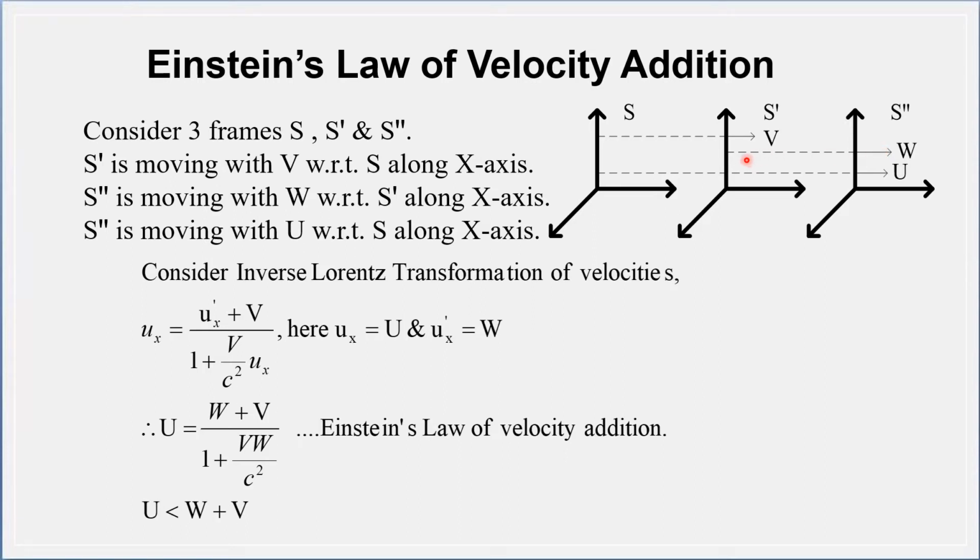Then, as it is shown here, the second frame moves with respect to the first frame with the velocity v toward the right. Then the third frame moves with the velocity w with respect to the second frame, and the third frame moves with respect to the first frame with the velocity u. Now let us see what is the meaning of these three frames.